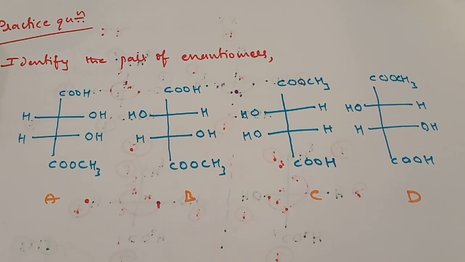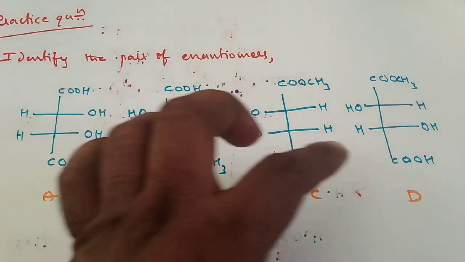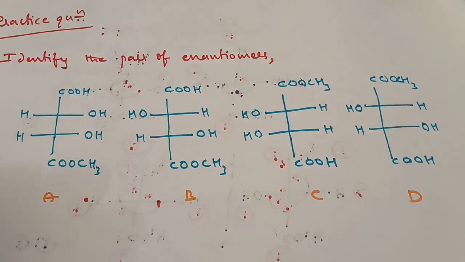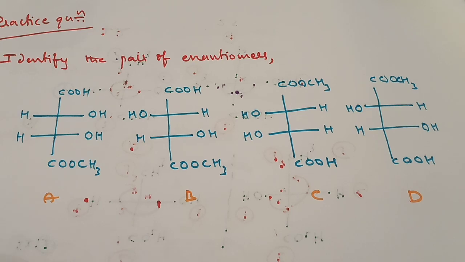So just for the sake of practice, here I gave different molecules, A, B, C, D. All are isomers because the molecular formula is the same. What you guys do is identify the absolute configuration at the chiral centers and identify which are the enantiomeric pair. Here I am telling you the important thing while you are solving these kinds of questions.